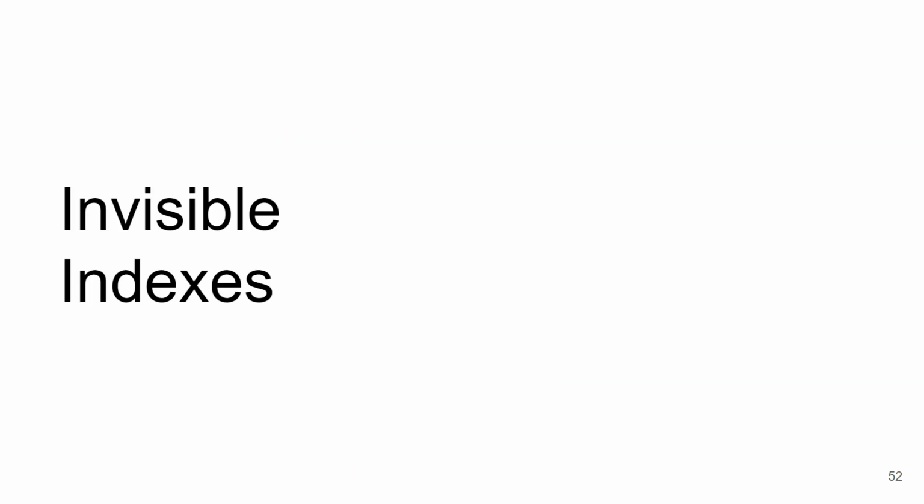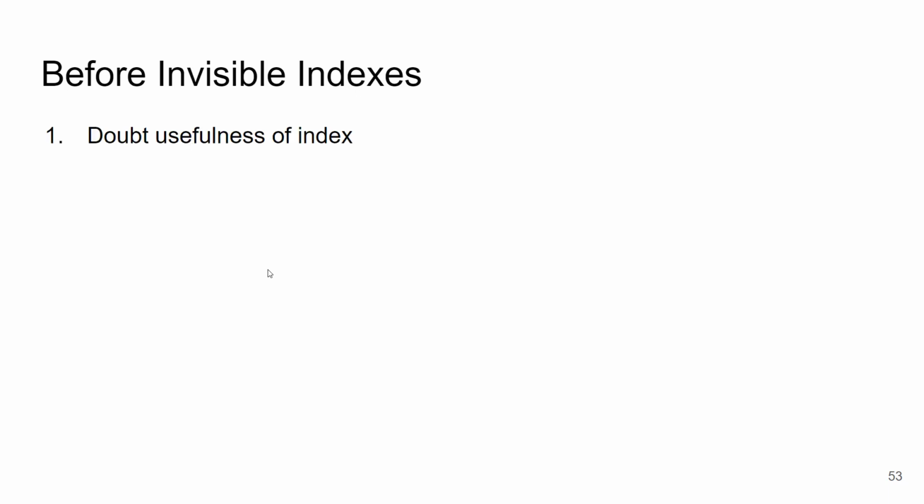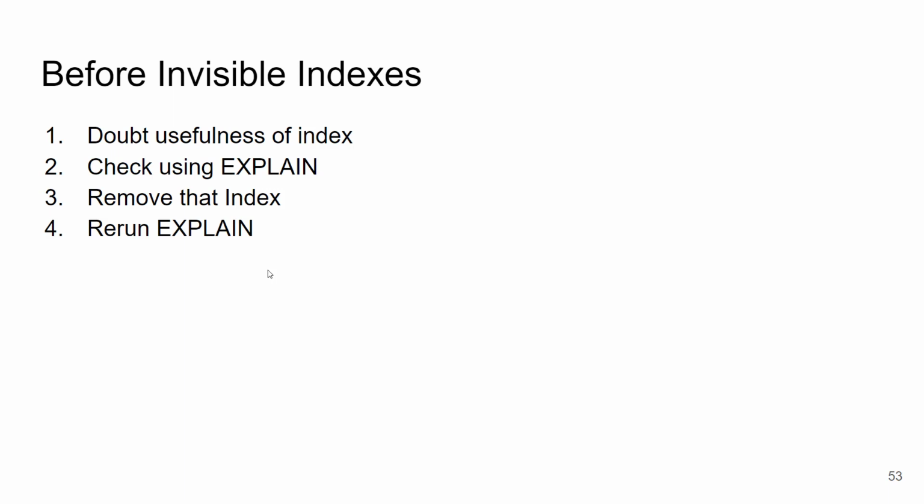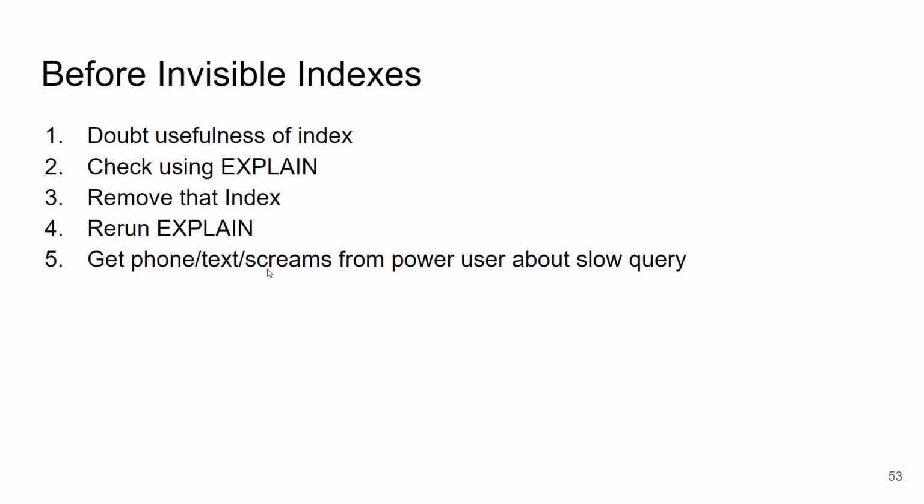Invisible indexes. Here's a picture of an invisible index. No, kidding, honestly. What used to happen before invisible indexes was you would be looking at an index from an explain and wondering, gee, is that index really helping me? You'd check your query using explain, and the index did not help you, so it's taking up space, let's get rid of it. So you remove that index, you rerun explain, and you start getting phone calls, texts, screams that everything's running slow.